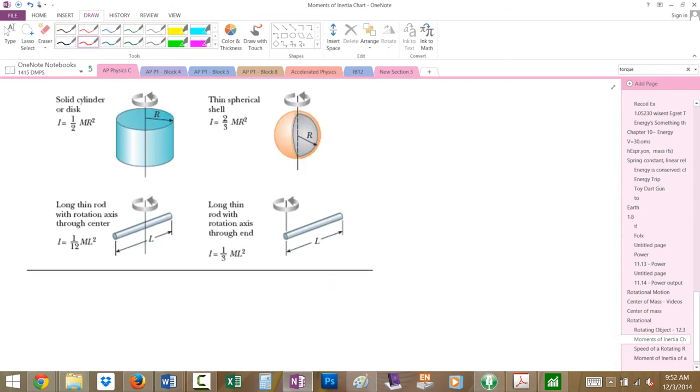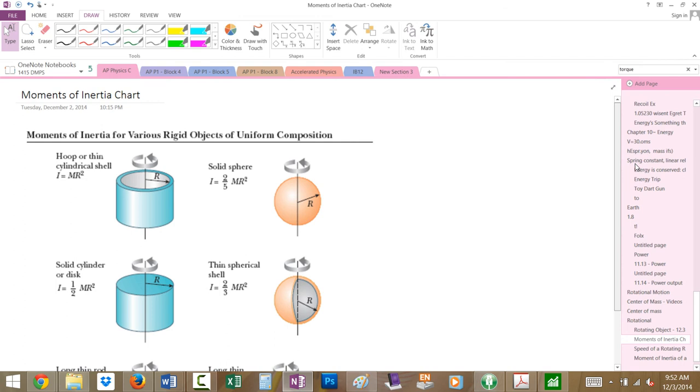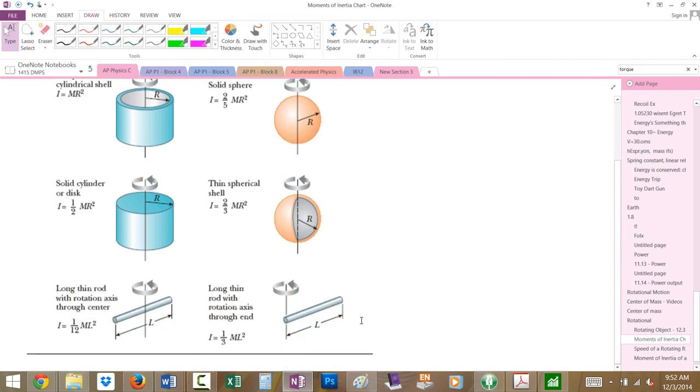Now, I'm going to tell you that in your textbook, because you don't have to integrate every time you want to find a moment of inertia, there is a nice chart that tells you the moments of inertia of different objects rotated about different axes. And that's the thing that I think you were kind of asking. So I just stole this one off the internet.